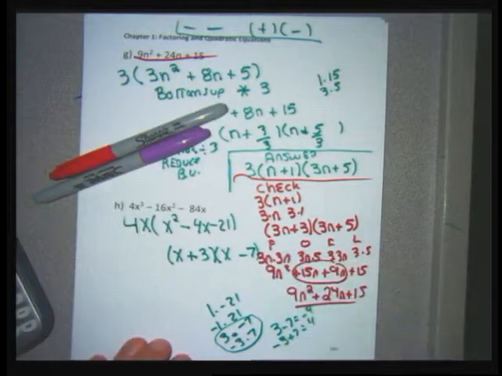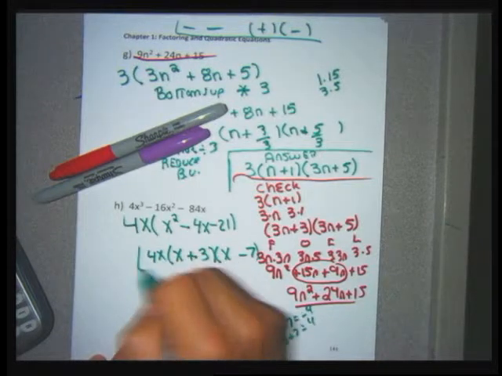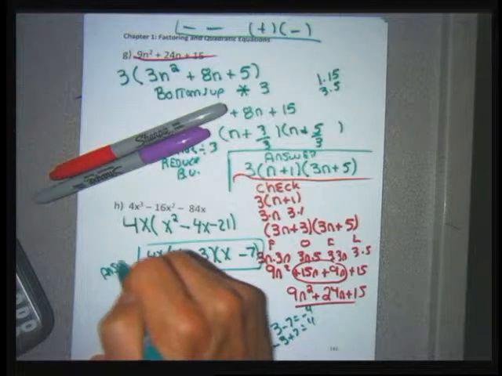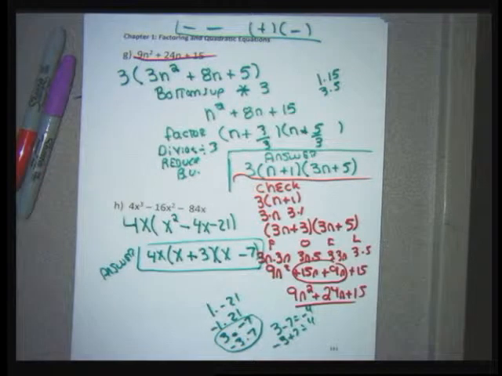And I can't forget that common factor. It needs to be part of my answer. So I'll shove it in, and I'll call that an answer to part H. So 4x times x plus 3 times x minus 7.